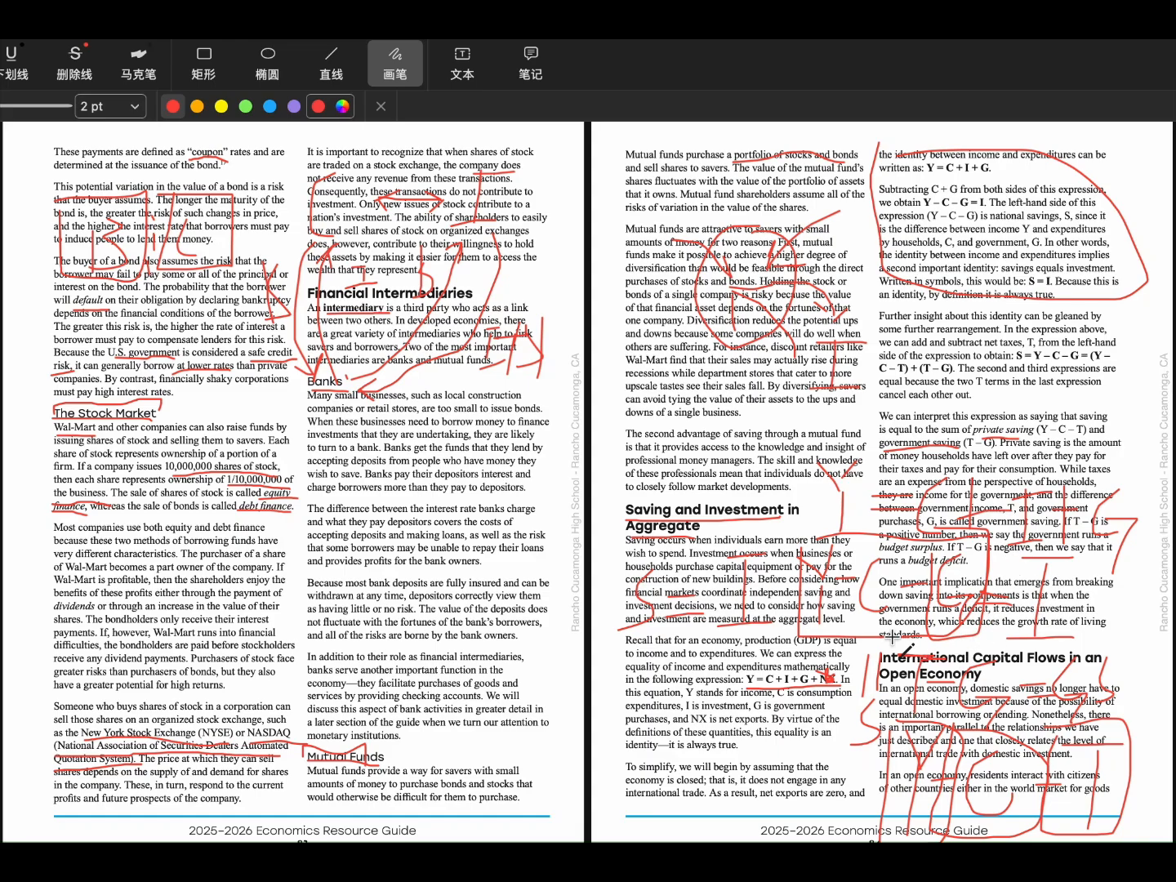Also, if we look at this formula, governmental saving, we can derive two terms. One is called the budget surplus: if T minus G is positive, then the government is saving money, although that almost never happens. The other is a budget deficit, where you're taxing less than you're spending. In this case, you have to borrow money. That's what happens, and that's what caused America to have $36 trillion of debt.